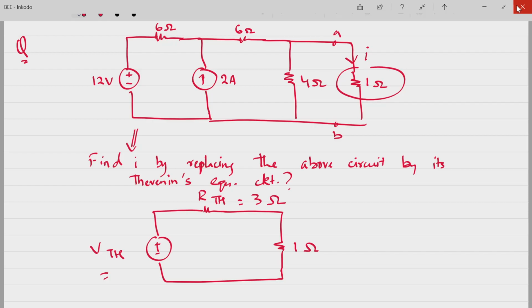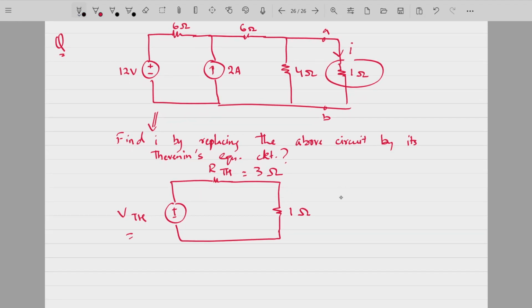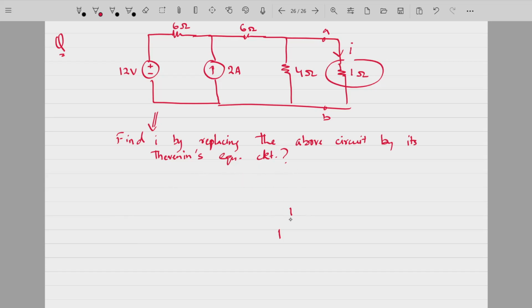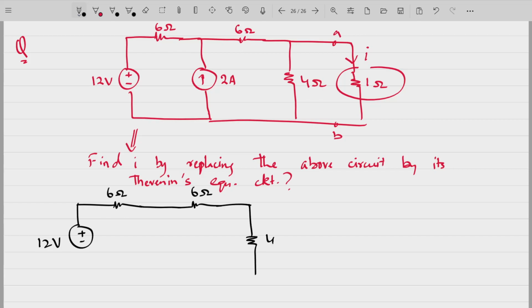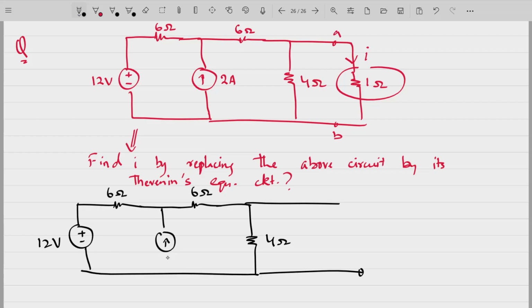VTH is coming out to be 6 volts. When you solve this circuit, you have a 12 volt voltage source, you have a 6 ohm resistor here, you have another 6 ohm resistor here, you have a 4 ohm resistor here, and this end is open circuited, and you have a 2 ampere current source here.